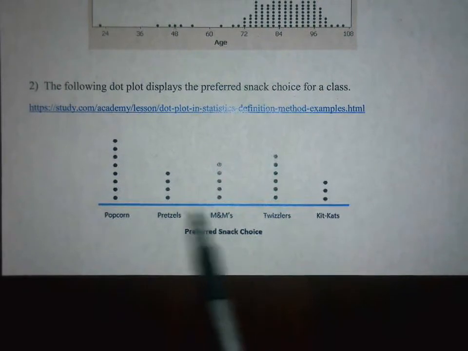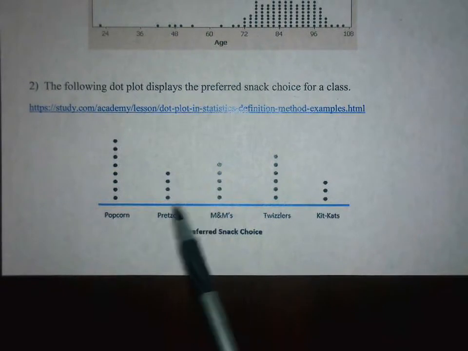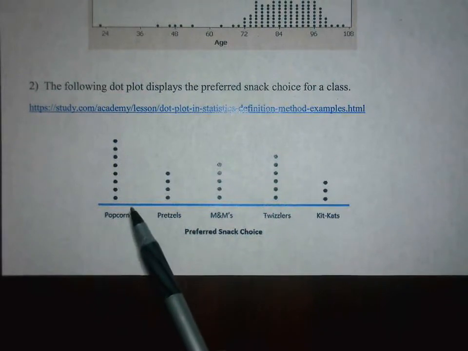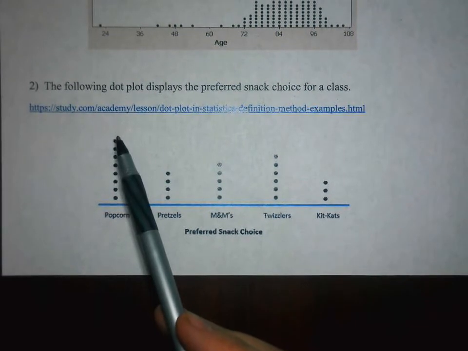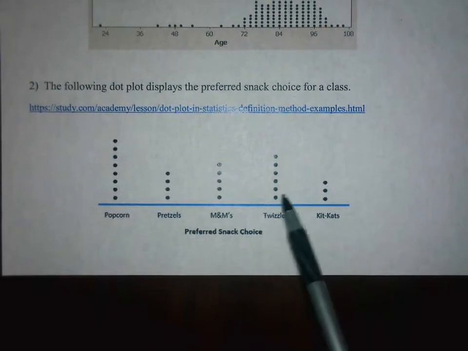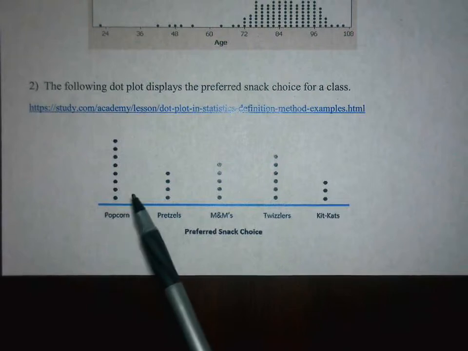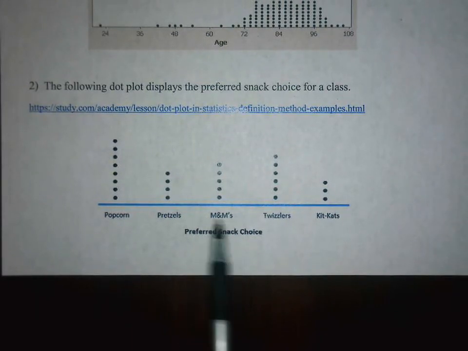Okay, so they give you an example of a class's favorite snack. What you can do with qualitative data is find percentages. So you could ask what percentage said popcorn was their favorite. You would take the number of popcorn divided by the total number of choices, or of dots. I don't have them all added up, but you get the idea. Mode: popcorn occurs most often. Talking about a mean or a median would make no sense here because these are just categories. You can't find an average of a type of candy.